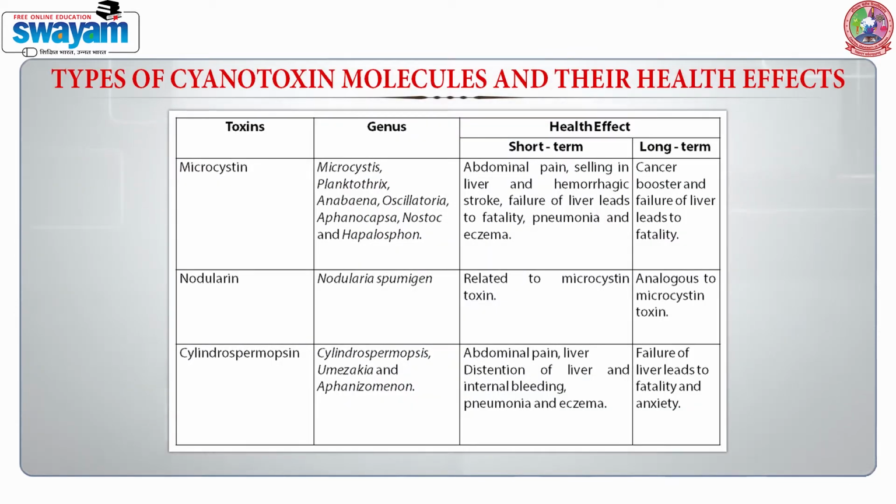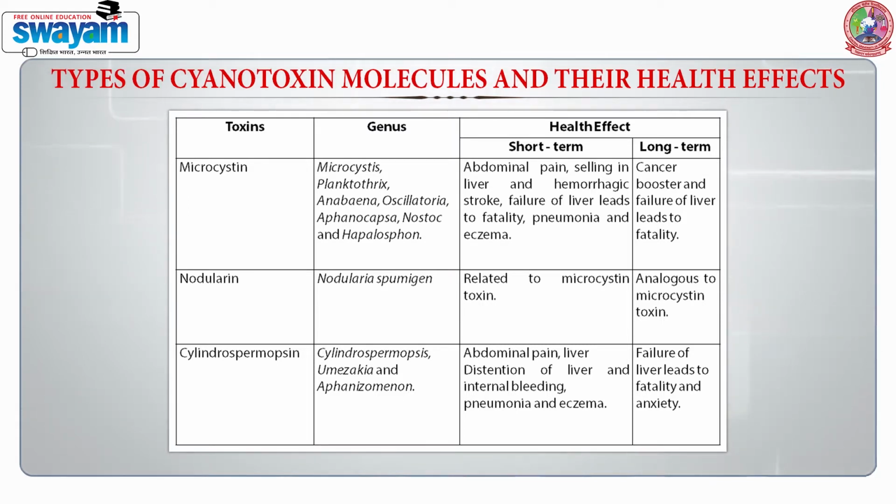The different cyanotoxin molecules and their adverse health effects are being discussed. Microcystin, which is produced by Microcystis algae, causes abdominal pain, swelling of the liver, hemorrhagic stroke, failure of the liver, fatality, pneumonia and eczema. In the long term, it may enhance the probability of cancer and liver failure. Another algal toxin is nodularin.